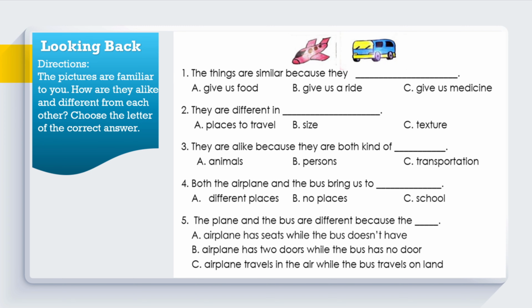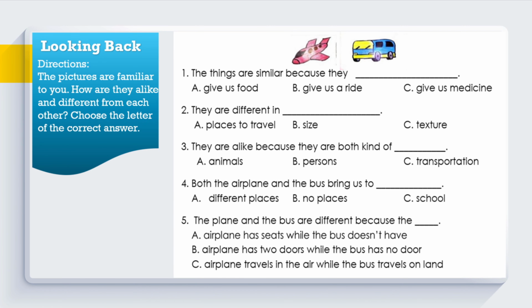A. Give us food. B. Give us a ride. C. Give us medicine. 2. They are different in blank. A. Places to travel. B. Size. C. Texture. 3. They are alike because they are both kind of blank. A. Animals. B. Persons. C. Transportation. 4. Both the airplane and the bus bring us to blank. A. Different places. B. No places.